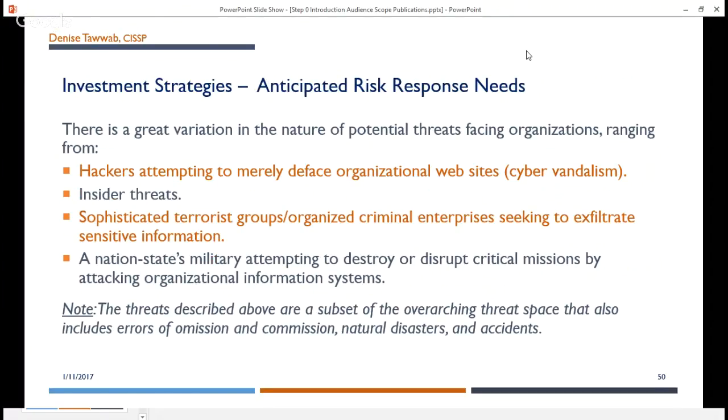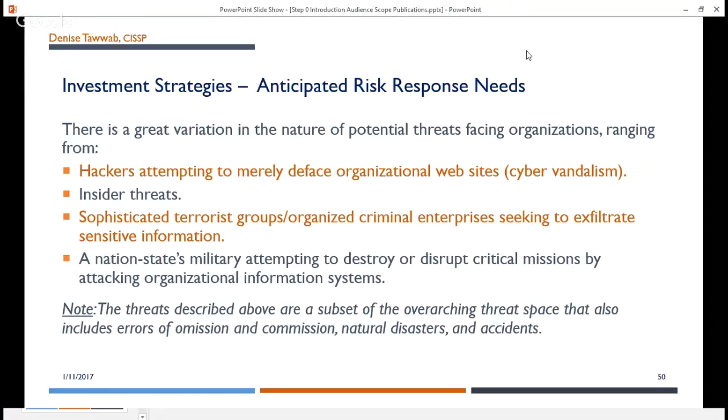Still talking about investment strategies, let's look at anticipated risk response needs. There's a great variety in the nature of potential threats that organizations face, ranging from hackers who just want to deface the website, which is called cyber vandalism, to insider threats, to sophisticated terrorist groups, organized crime, a nation's military, nation states attempting to destroy or disrupt critical missions by attacking information systems.